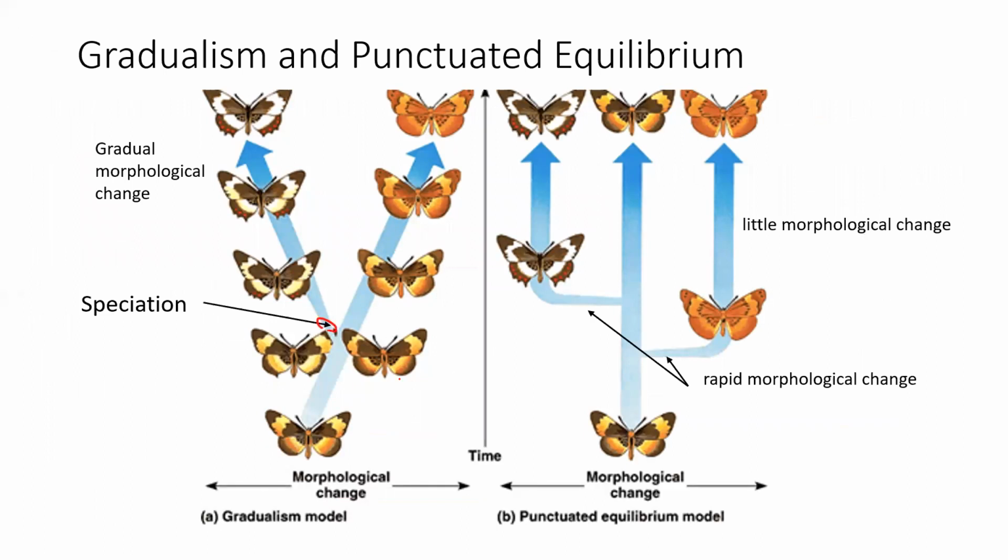Speciation. Here we have little morphological change, rapid morphological change with punctuated equilibrium, as opposed to gradual change. Morphology just means changes in the structure of the organism, the shape.